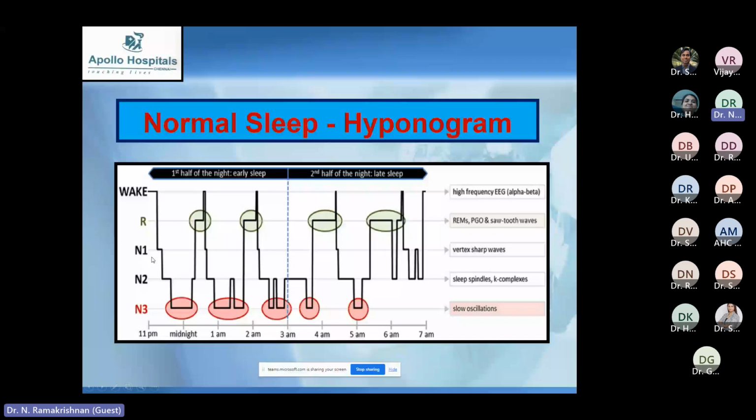Stage 3 is also referred to as slow wave sleep or deep sleep. And as you can see, it's a lot more dense in the first half of the sleep than in the second half of the sleep. It's about 20 to 25% of our sleep.